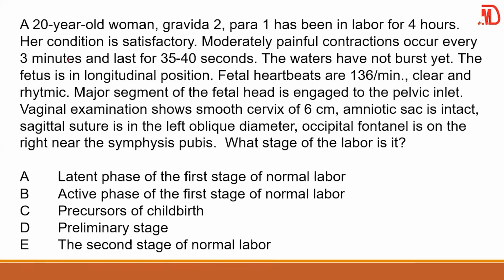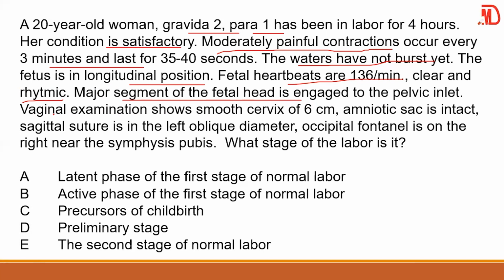A 20-year-old woman, gravida 2, para 1, has been in labor for 4 hours. Her condition is satisfactory. Moderately painful contractions occur every 3 minutes. The waters have not burst yet. The fetus is in longitudinal position. Fetal heartbeat clear and rhythmic. Major segment of the fetal head is engaged.